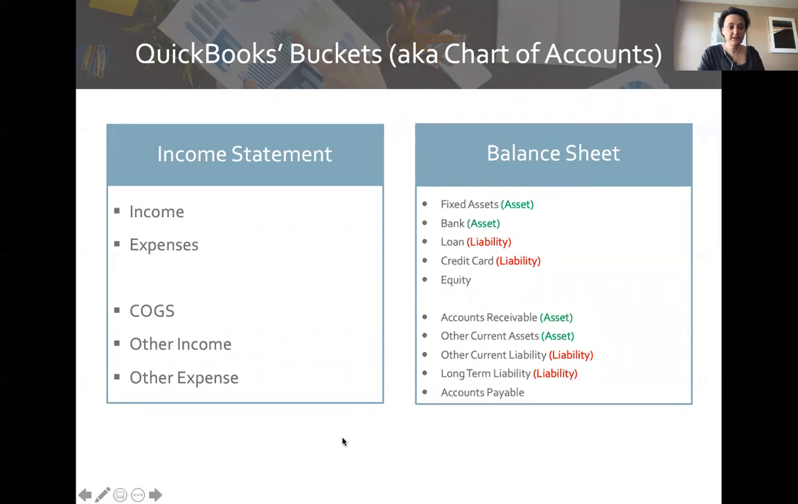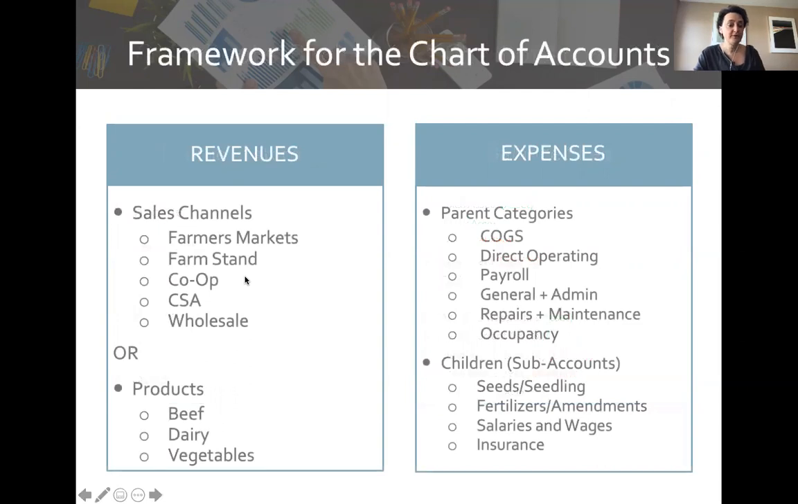These here are the types of accounts, and we'll get into that in a few minutes. These are the types of accounts, and then we can name the accounts and give them names that mean things to us. As an example, for our revenue accounts, we need to decide, are we going to track our sales channel, so where did we sell it, whether it was a farmer's market, a farm stand, co-op, CSA, or what did we sell? Did we sell beef, vegetables, dairy?